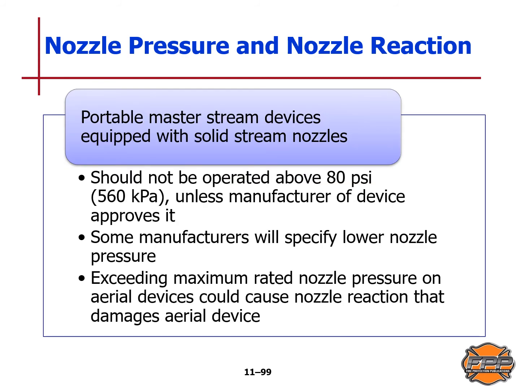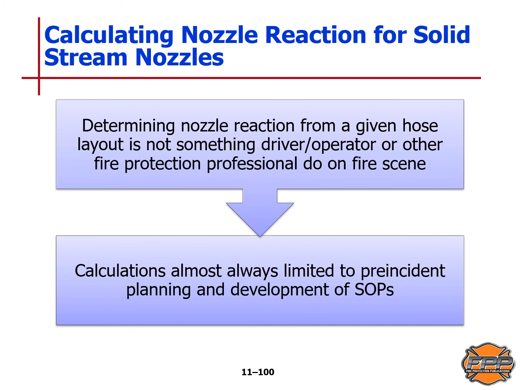A portable master stream device equipped with a solid stream nozzle should not be operated above 80 psi or 560 kilopascals unless the manufacturer of the device approves it. Some manufacturers will specify a lower nozzle pressure. Exceeding the maximum rated nozzle pressure on aerial devices could cause nozzle reaction that damages the aerial device. Determining the nozzle reaction from a given hose layout is not something the driver operator or other fire protection professional does on a fire scene. Calculations are almost always limited to pre-incident planning and development of SOPs.